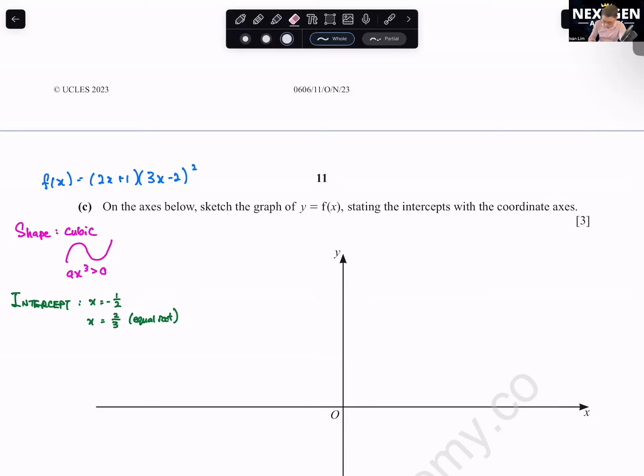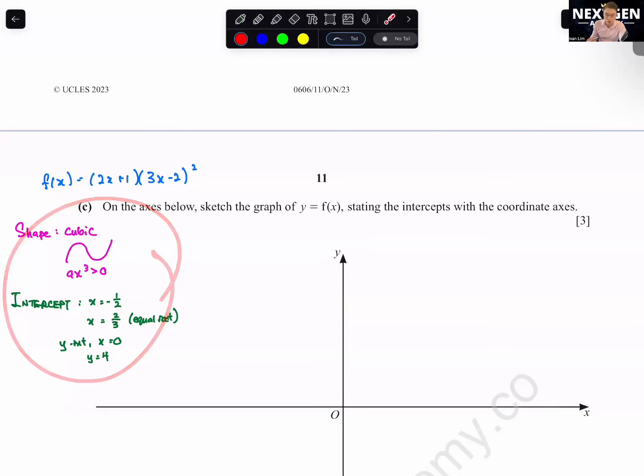Okay, how can I find my y-intercept? Y is when my x equals 0. Substitute into the equation, you'll get y equals 4. Do you need to show all this working? Don't need, no marks for this, but you need it for your own reference.